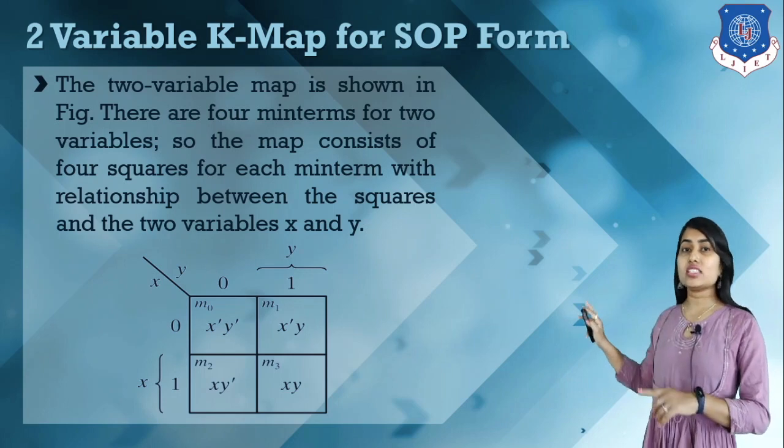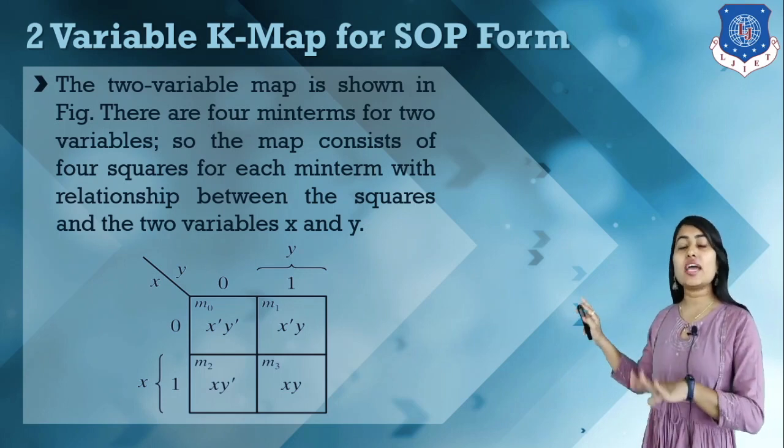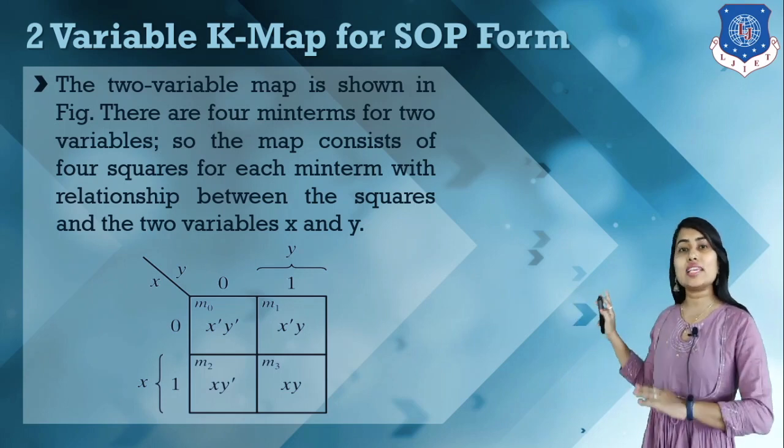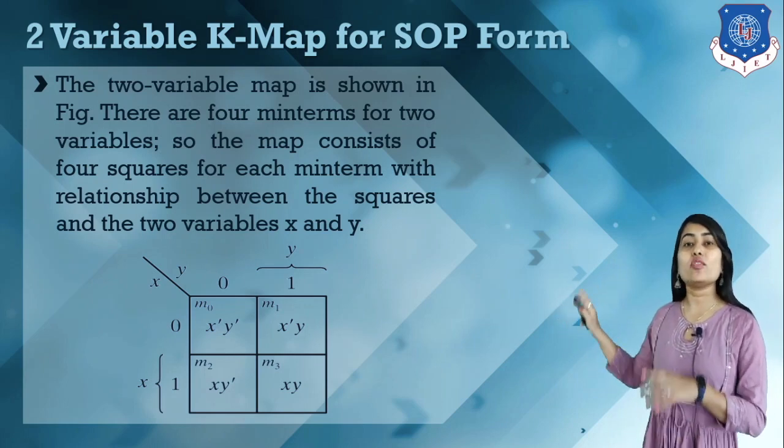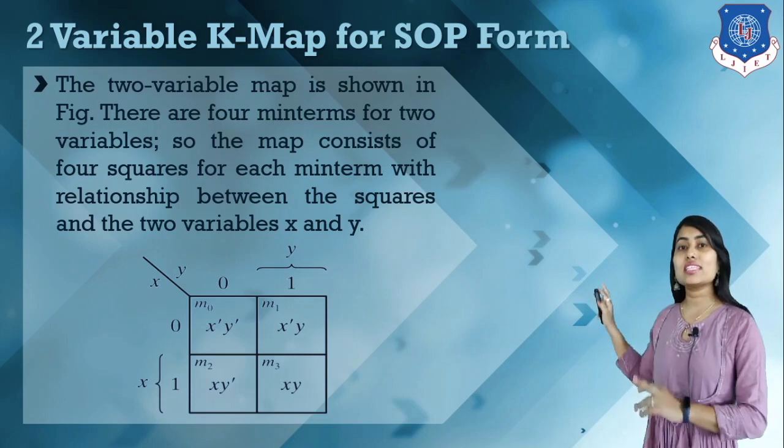Now here y is written like this, and y is equal to 0 or y is equal to 1. Okay, so whenever y is equal to 0 it is written like y dash, and for y equal to 1 it is written like y.